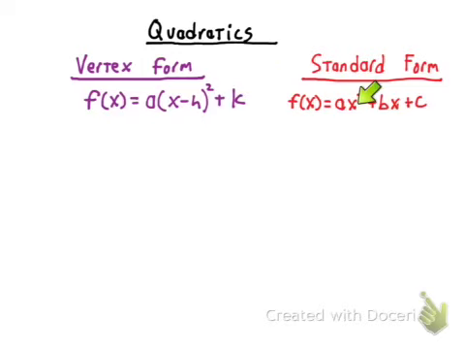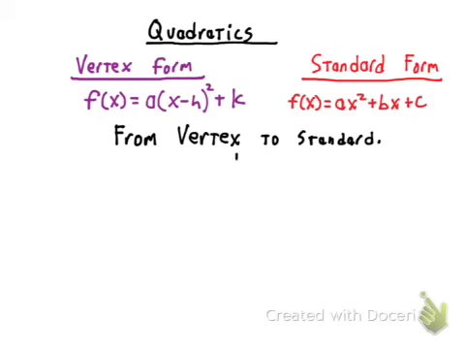Standard form is useful because it's the simple, standard, normal way you're going to see a quadratic. It's also what you need it to be in before you can apply the quadratic formula. Though from vertex form there are other tools we can use to solve our problems. So first we're going to look at converting from vertex form to standard form.